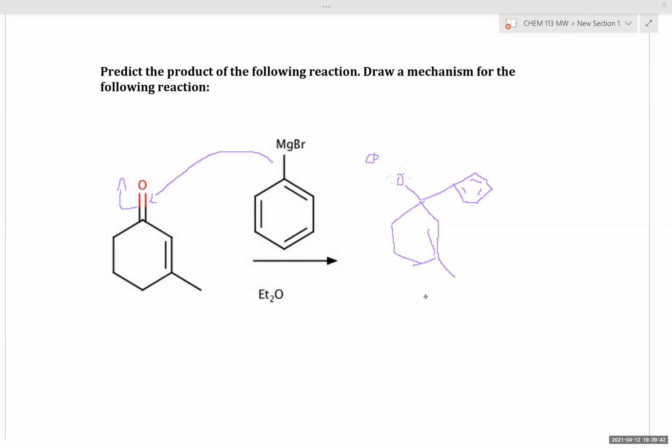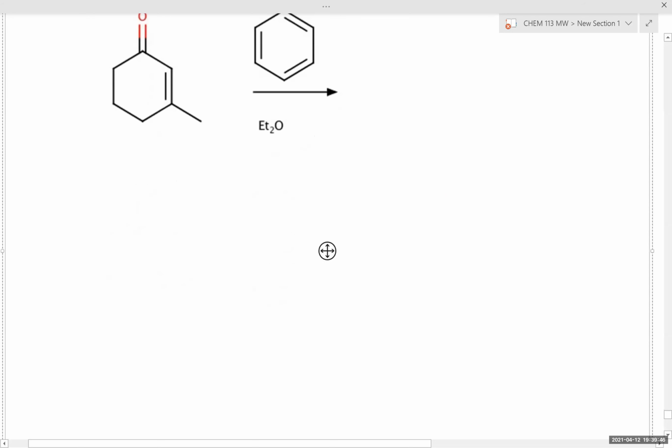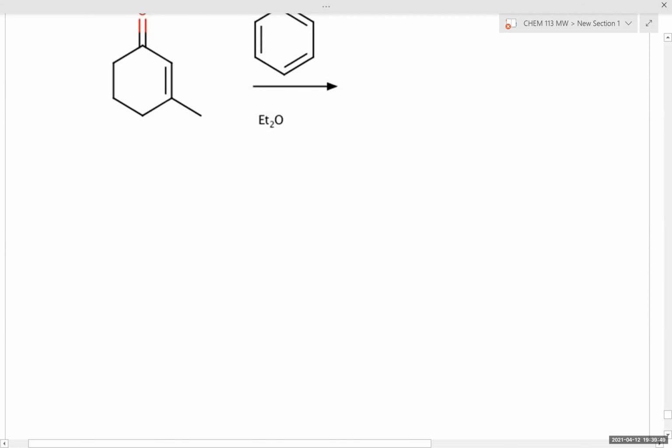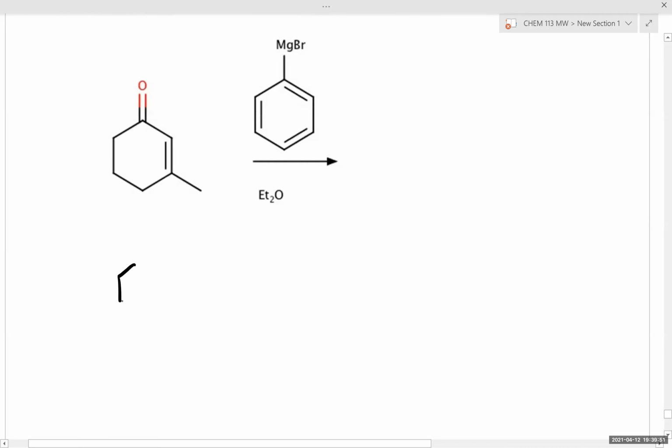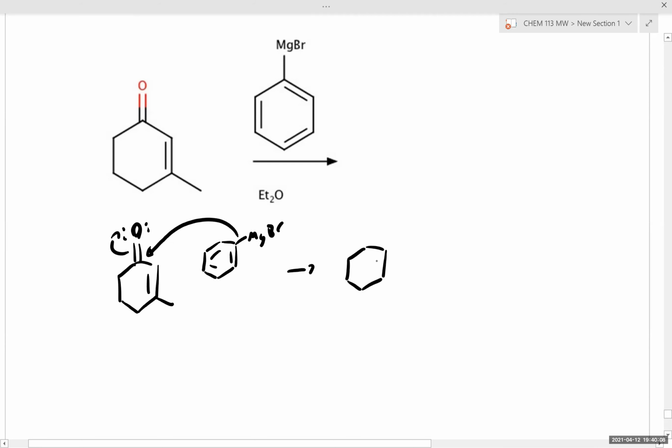So let's clear these student responses and let's annotate this mechanism just for our instructor key. Okay, so we know Grignard reagents prefer to add 1,2 over 1,4. So our Grignard reagent, in this case phenyl magnesium bromide, will prefer to attack directly at the carbonyl carbon to yield our addition product.